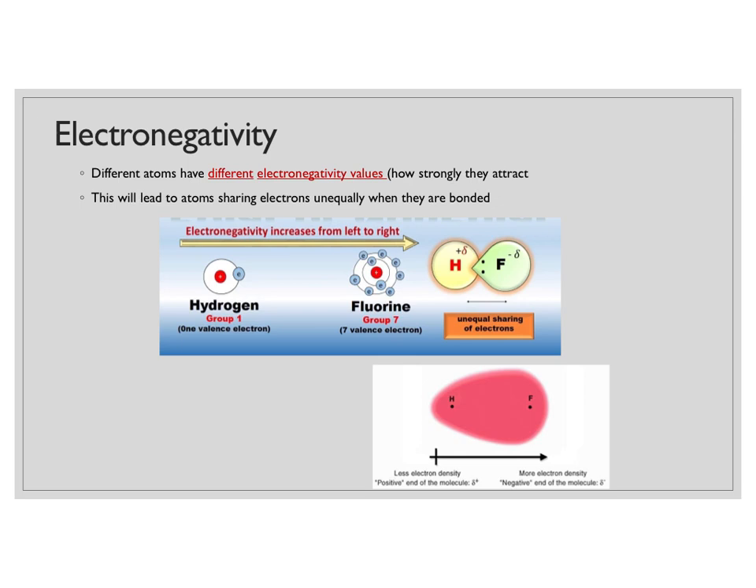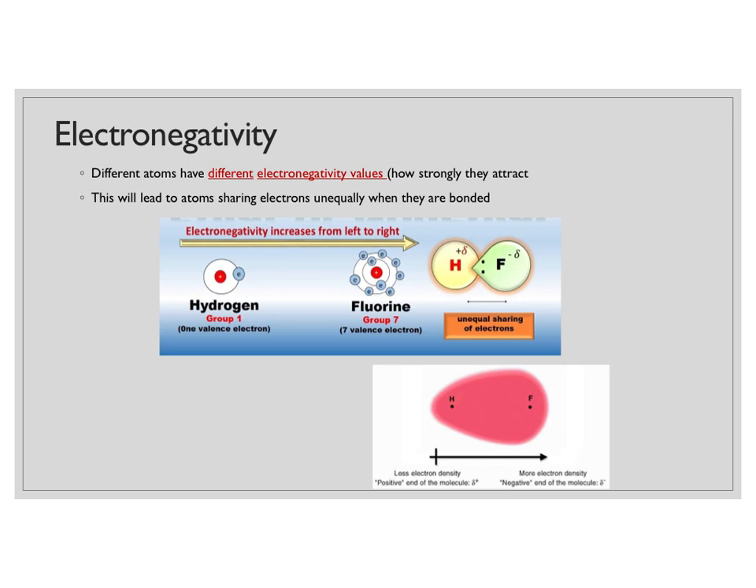So when these two atoms are bonded together, fluorine's going to take most of those electrons closer to its nucleus simply because that attraction is stronger. So they will unequally share those electrons. And as you can see in the bottom photo here, this is a density cloud about where those electrons might be occupying. Most of the time there's a higher probability that they'll be closer to fluorine's nucleus since it has that stronger pull than hydrogen.